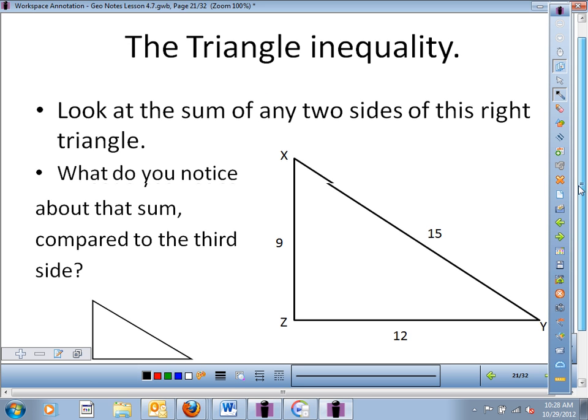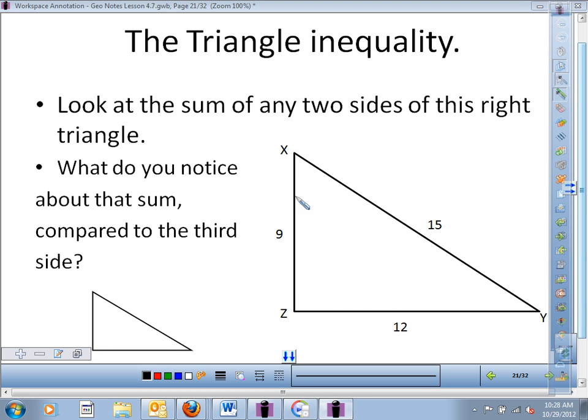I have a triangle right here. This is a right triangle that we've actually dealt with this chapter before. And what I want you to do is compare the sum of any two sides of this right triangle. Meaning when I look at 9 and 12 and look at that sum, or maybe when I take 9 and 15, or maybe when I take 15 and 9.